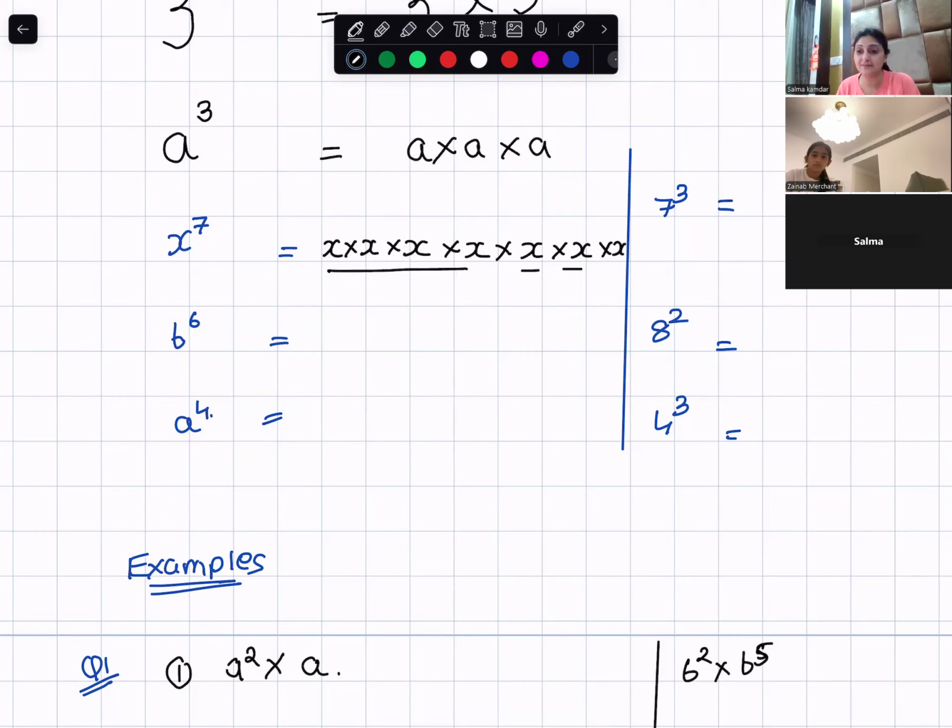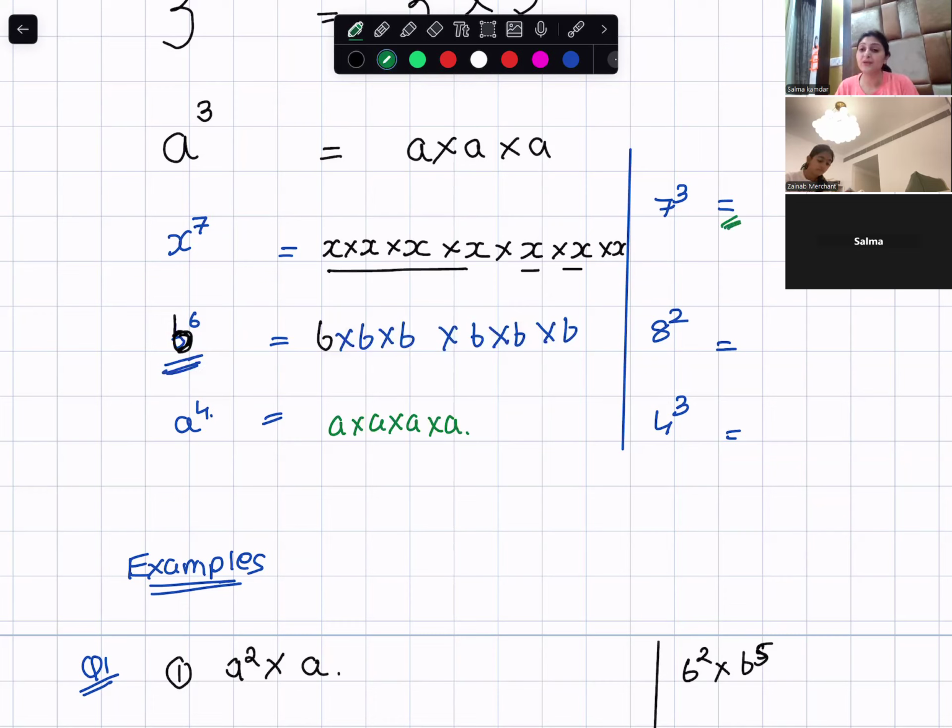What does it mean? B to the power 6 means B has to be multiplied by itself 6 times. A to the power 4. What does it mean? A needs to be multiplied 4 times by itself.